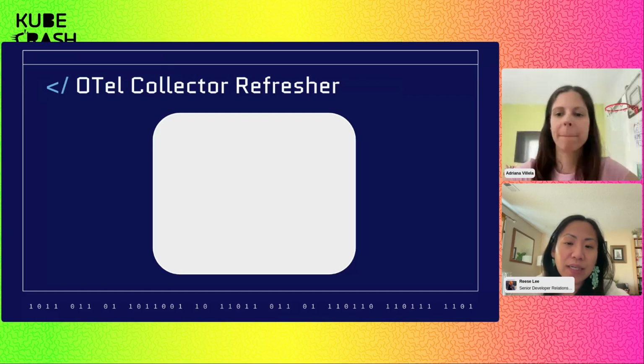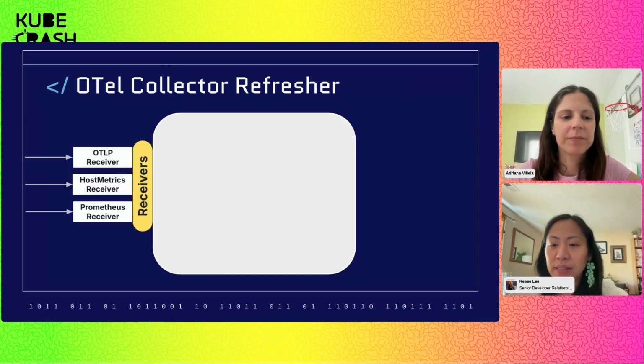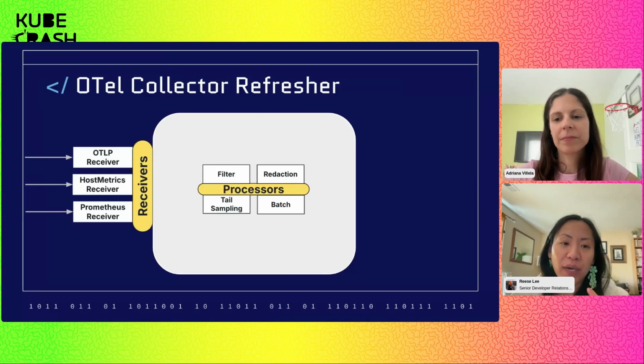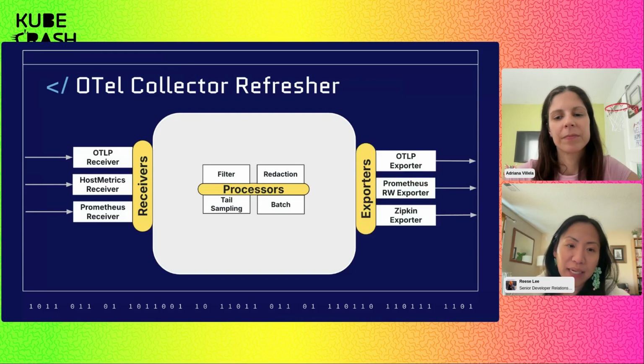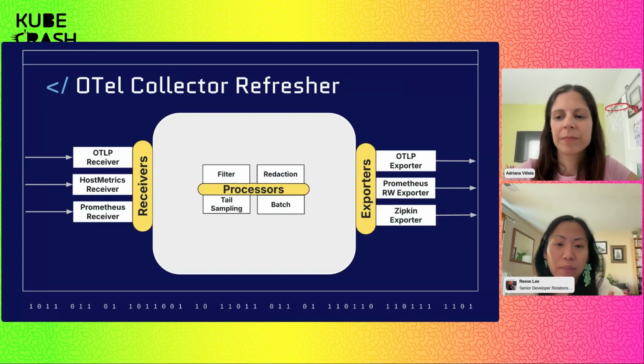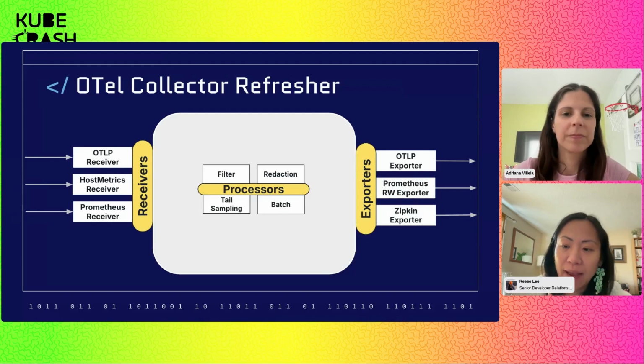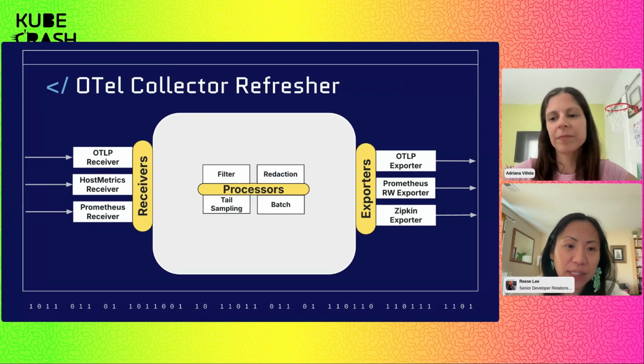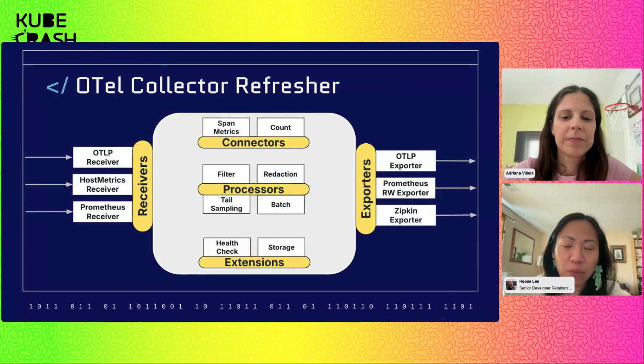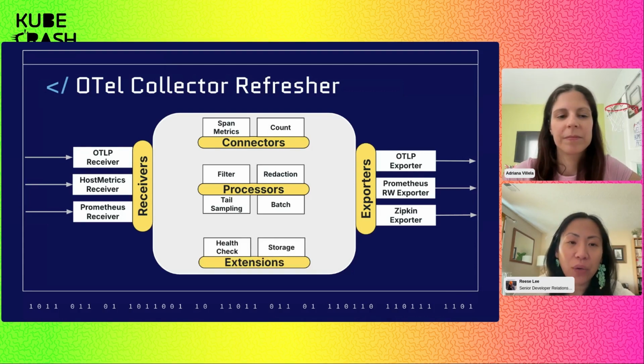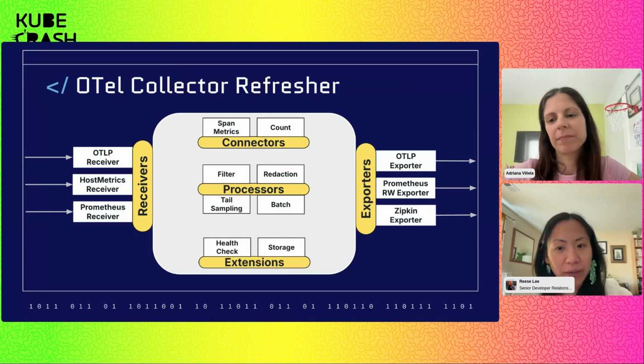The collector is, at a high level, a vendor-neutral service that ingests data from a variety of sources. It transforms that data in any number of ways, depending on how you've configured it. And then finally, it exports that data to one or more backends of your choice. It is also additionally supported by functionality that includes connectors and extensions, which for the purposes of this talk we won't go into, but just so you are aware.